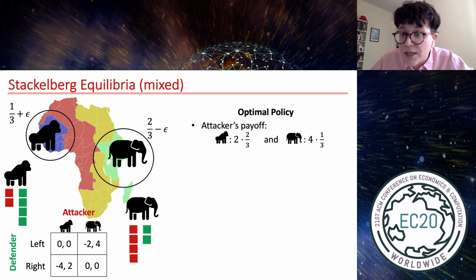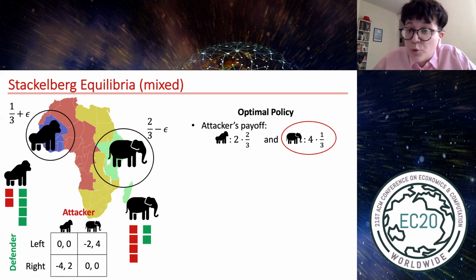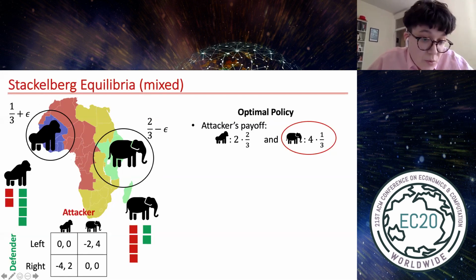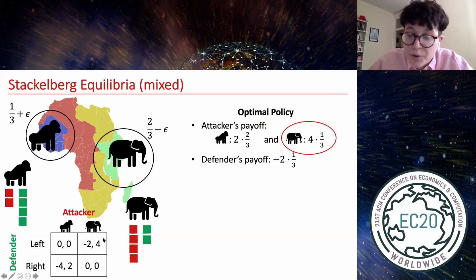And if we say that the attacker decides to attack the elephants, so then what do we have? If the attacker decides to attack the elephants, then I end up paying the -2 of my payoff matrix multiplied by the probability that I'm protecting the left. So I'm getting 1/3 multiplied by -2 and 2/3 multiplied by 0. So -2 multiplied by 1/3.